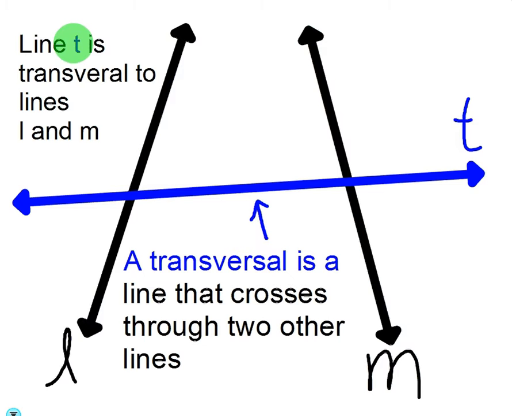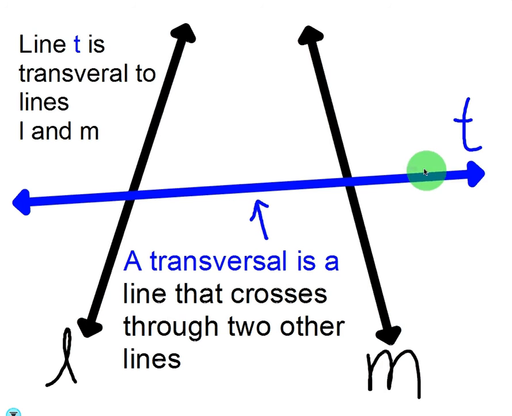So here's kind of the first page, and all I'm doing here is showing what a transversal is. Line T here, the blue line, is the transversal to lines L and M, for the simple fact that it's a line that crosses through two other lines. Now L and M don't have to be parallel. You can see they're not parallel for the fact that T, which is the transversal, crosses through both of them.